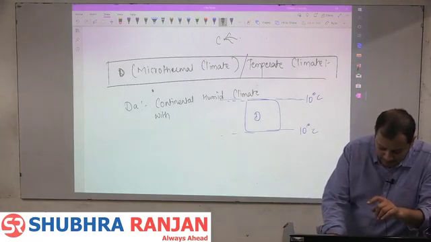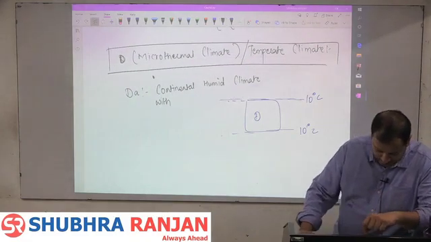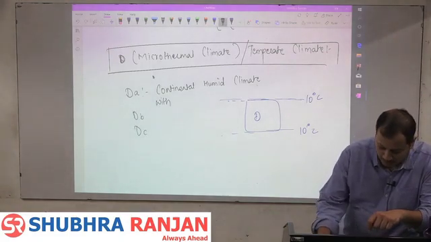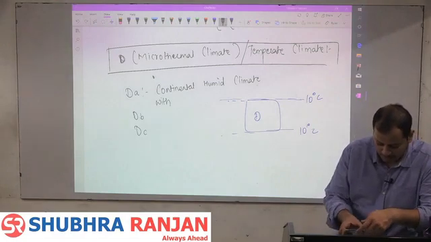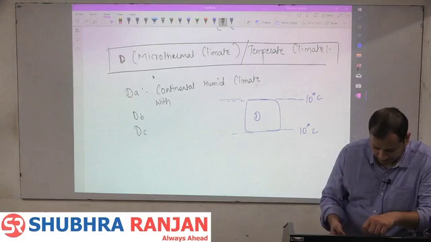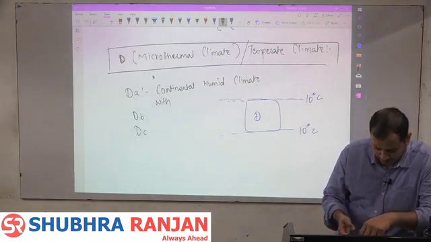DC climate, D and small c. It is the subpolar climate having very short summer season.